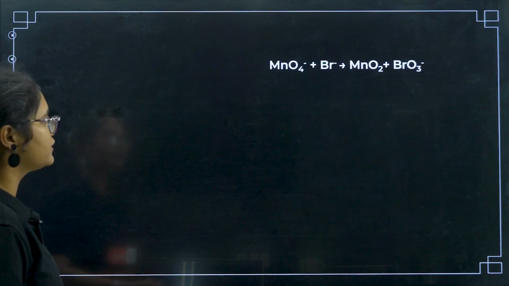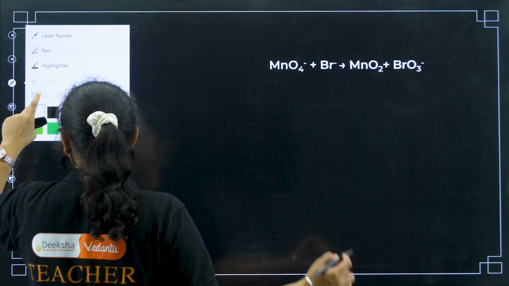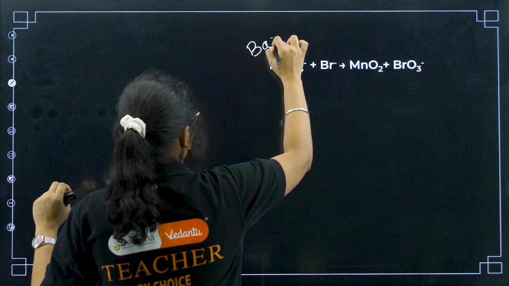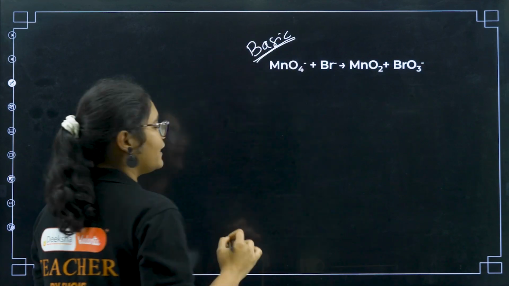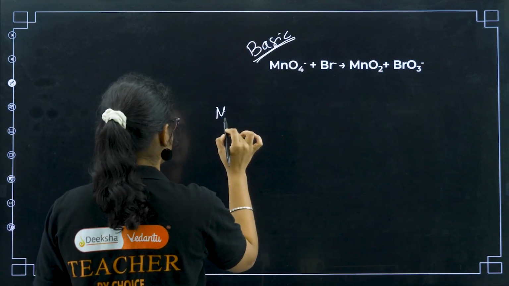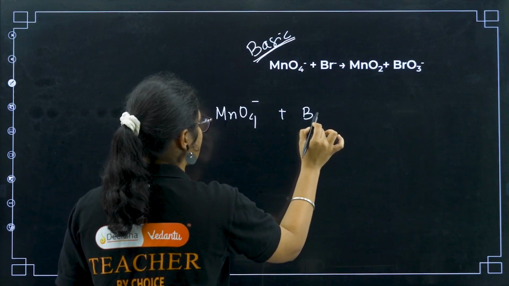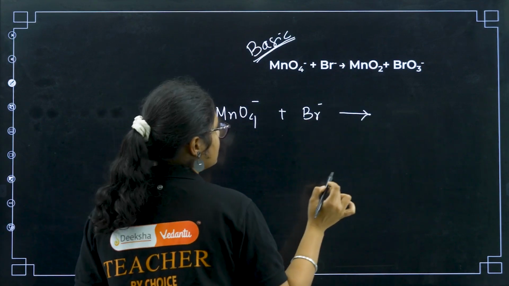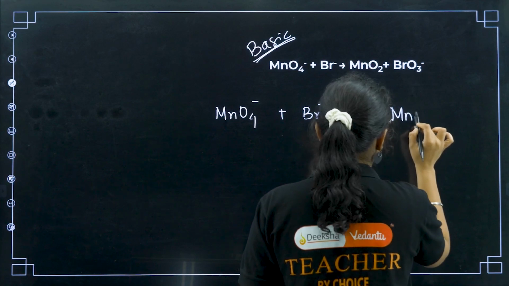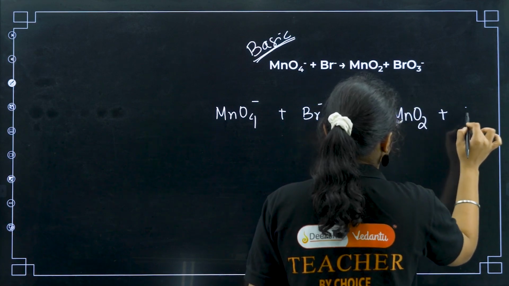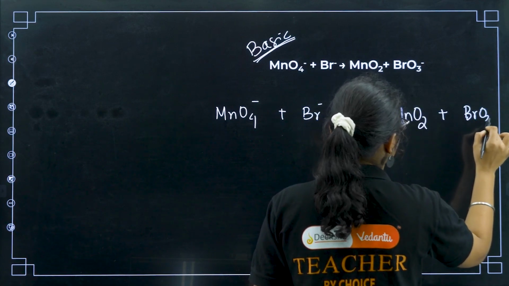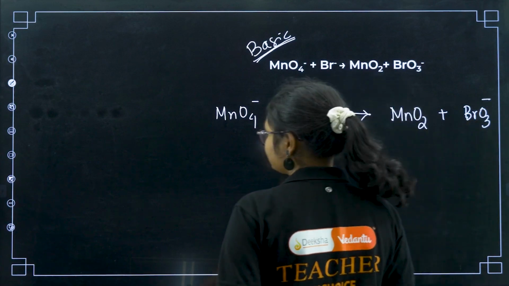Now let us do another question, and this question should be done in the basic medium. Okay, let us start. First let me write the reaction. MnO4 minus plus Br minus gives MnO2 plus BrO3 minus. Okay, let us try this one.